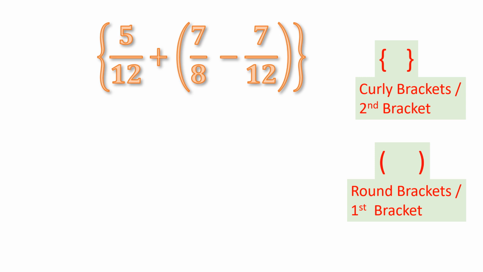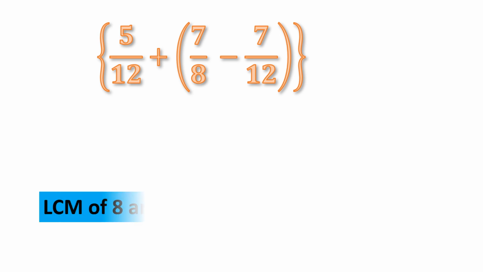So first we have to do the operation that is inside this bracket, that is 7 over 8 minus 7 over 12. This fraction subtraction is to be done first because it is inside the first bracket. Okay, so to do this fraction subtraction, what do we need to do? We need to find out the LCM of the denominators, that is 8 and 12. So what is the LCM of 8 and 12?